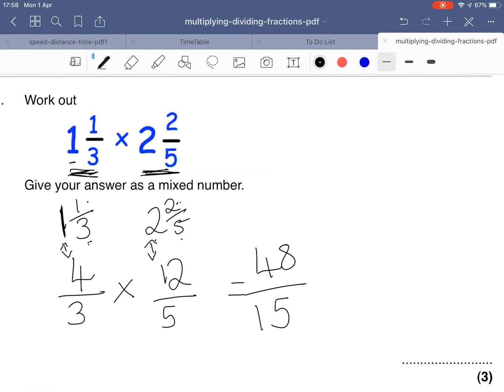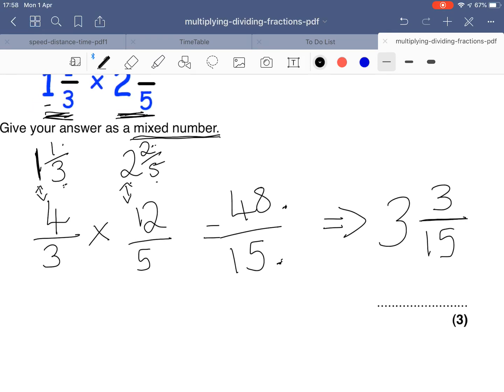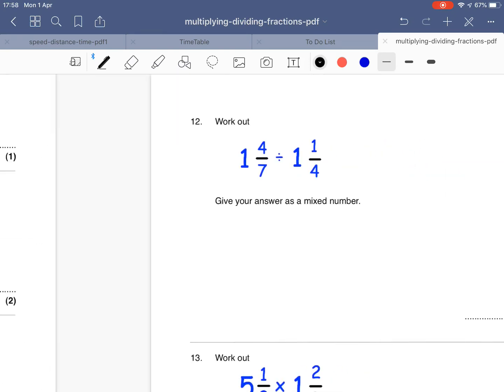So I can change that now into a mixed number like they've asked us to. So they've actually asked us to do it this time. So you want how many 5's go into 48? Well, I know it's 3 because 3 15's are 45. And then I've got 48, so that means I've got 3 out of the 15 left over. And I can actually simplify 3 out of 15, because 3 goes into 3 and 3 goes into 15, so I can divide both by 3. So our answer is actually 3 and 1/5.